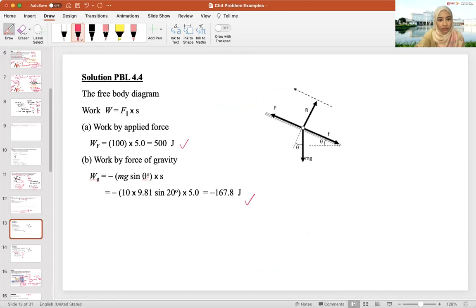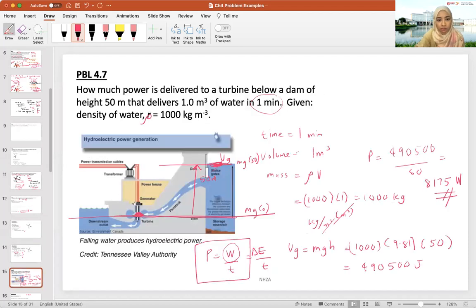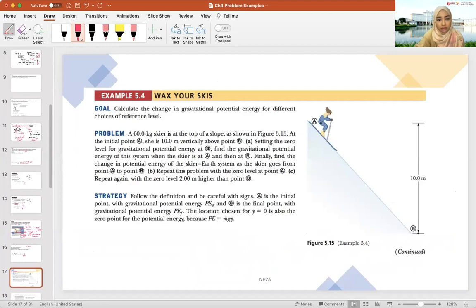Moving on. Yang ni kita dah buat. Ini pun dah buat. Kenapa kita patah balik? Baliknya. Okay.